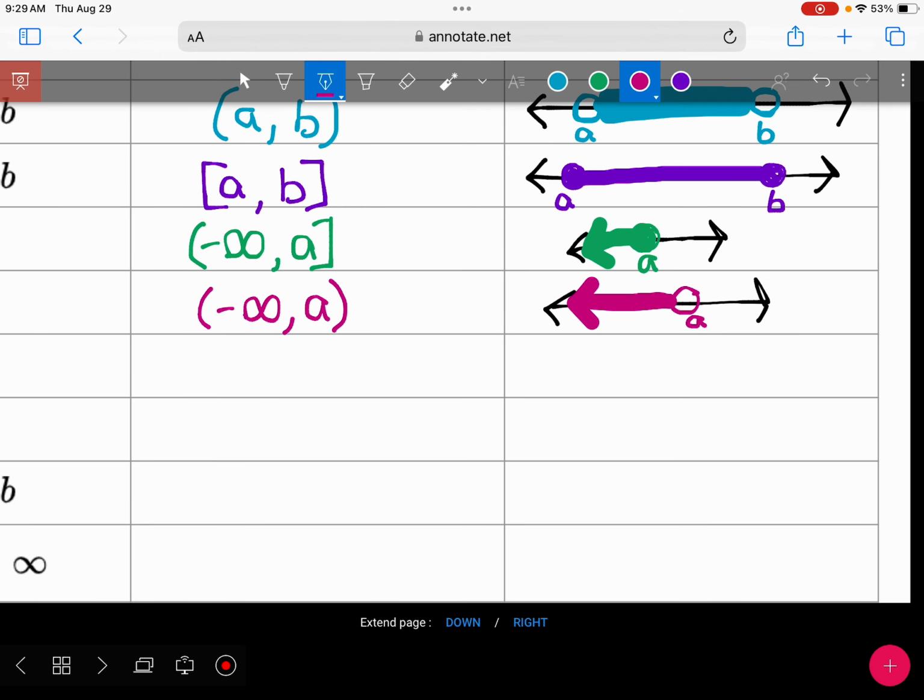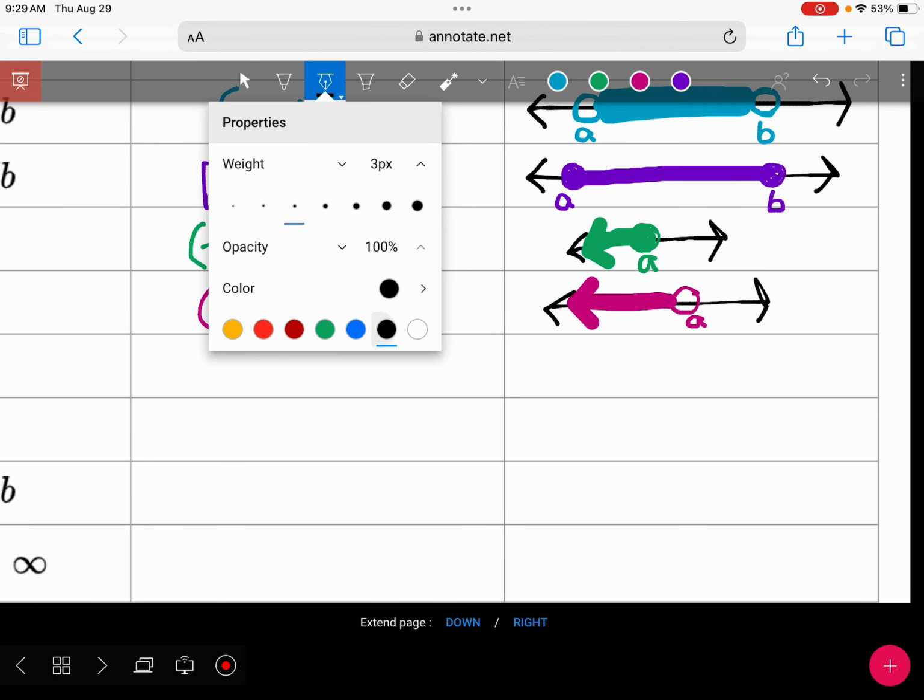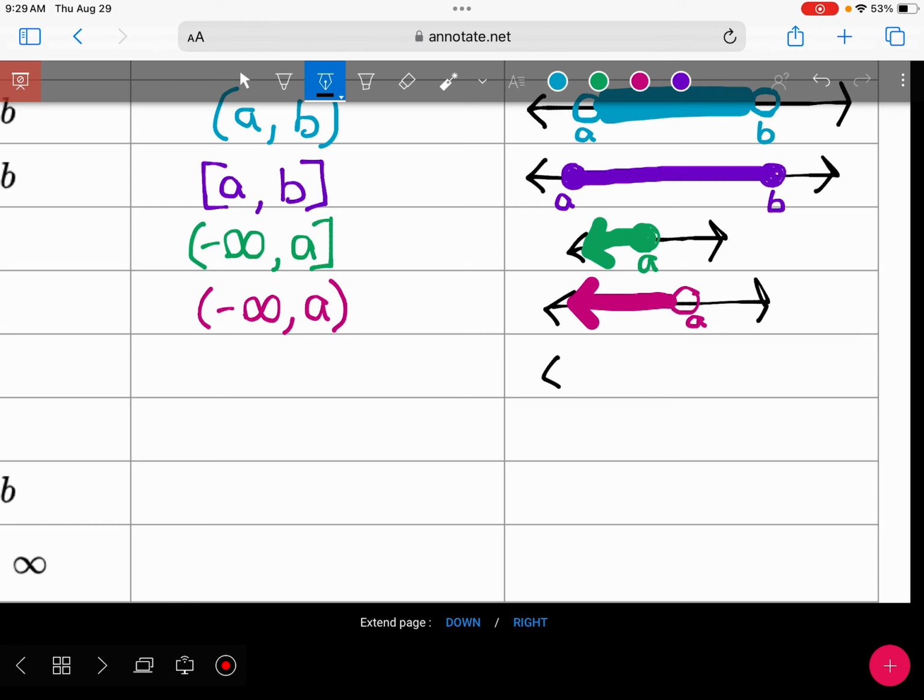All right, so we're going to finish these out. I'm going to have to go back through my color cycle again. Very, very similar on our next two. My x has to be greater than or equal to b. So now I'm going to have b here, and x is greater, so it's over here, and it's equal to, so I need to color in my dot. So how are we going to write this as an interval?